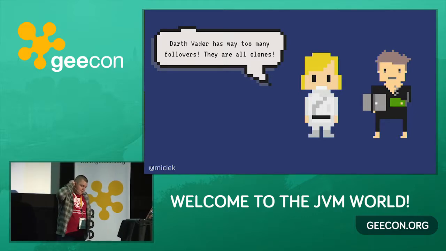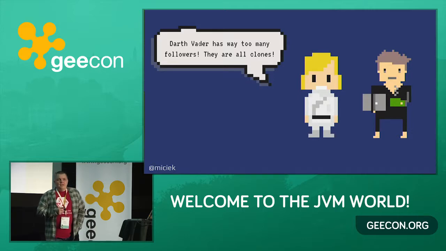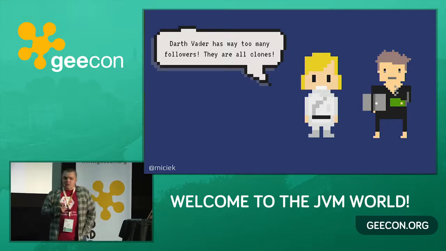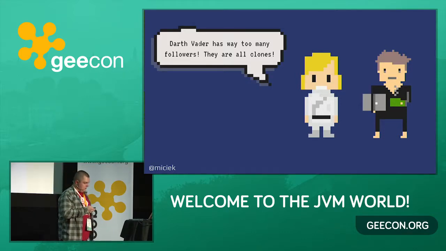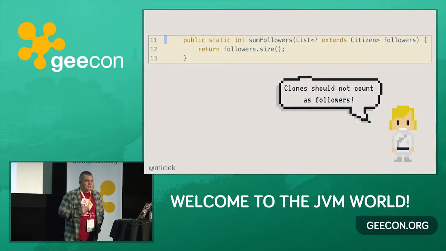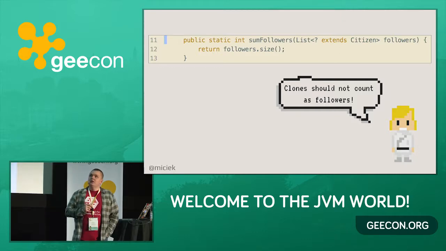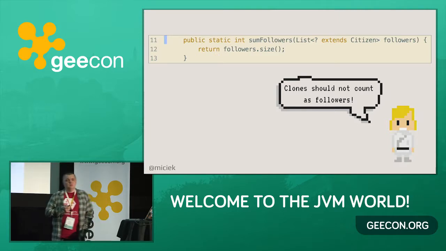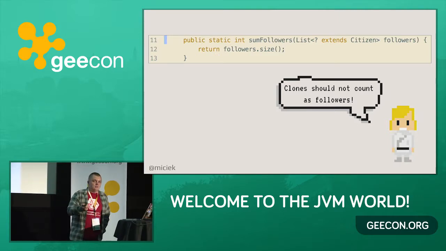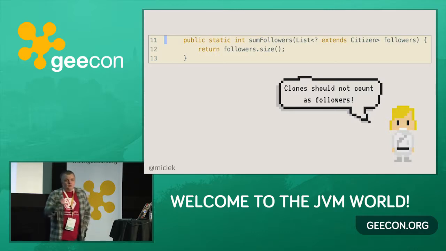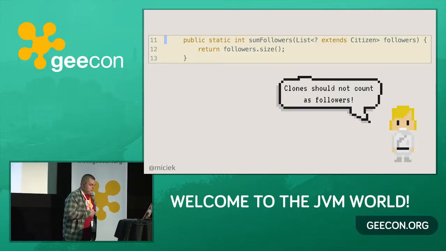And our client, our user is part of the Rebellion, and he doesn't like how we count our followers. He says that Darth Vader has too many followers because the clones are being counted as followers. So we fire up a computer and check the logic that we currently have in place for counting the followers, and it turns out we just have this .size function, right? So we just compute the size of the list and return this as the count of the followers for this particular citizen. And so this obviously is wrong because clones shouldn't be counted as followers.